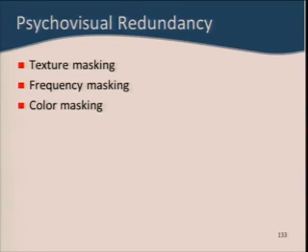Okay, so the next reason why it's possible to perform compression is because in many images there exists something called psychovisual redundancy. This psychovisual redundancy also has to do with how our human visual system perceives an image. Under this psychovisual redundancy, there are a few obvious ones. One is called texture masking. As the name suggests, texture masking means that texture can actually mask the object.